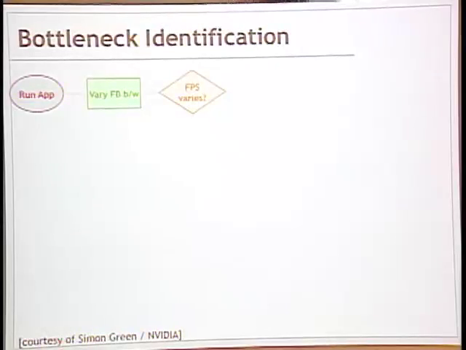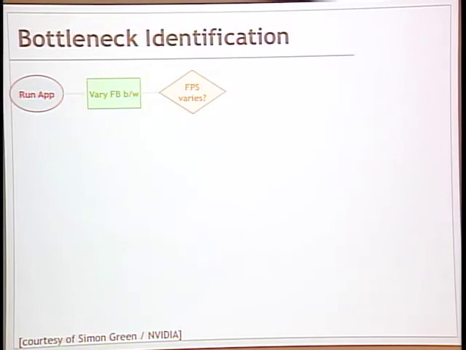So, this is a slide from Simon Green. He's an engineer at Nvidia. And so he was offering this as an example of how you might figure out where your bottlenecks are. I don't want you to think this is the only way you can do it, but what it shows is some different techniques you can use to sort of tease apart all these parts and figure out which one of these parts might cause your actual bottleneck.